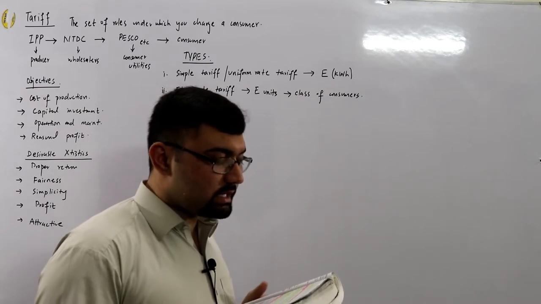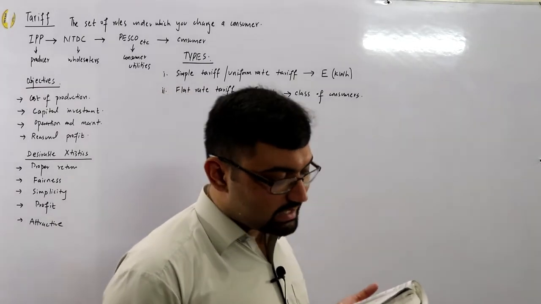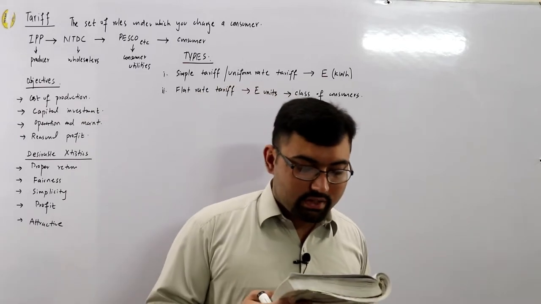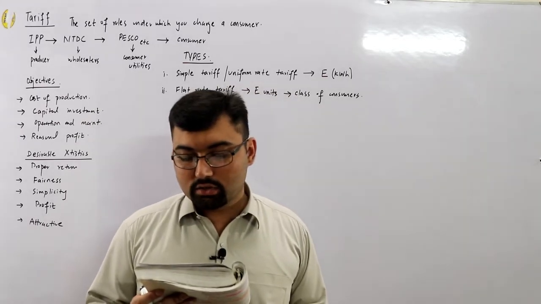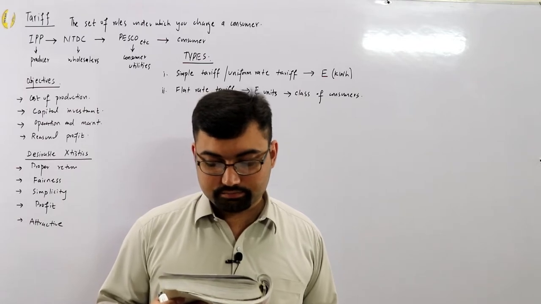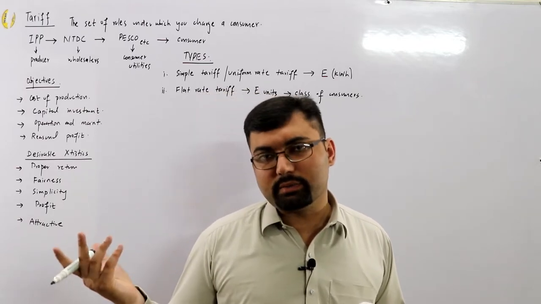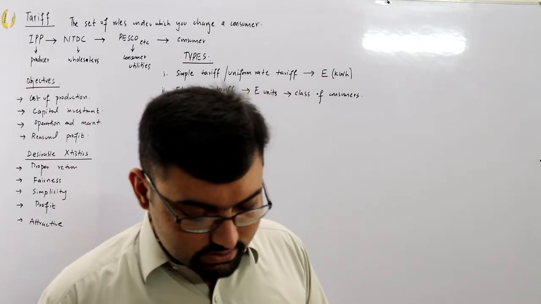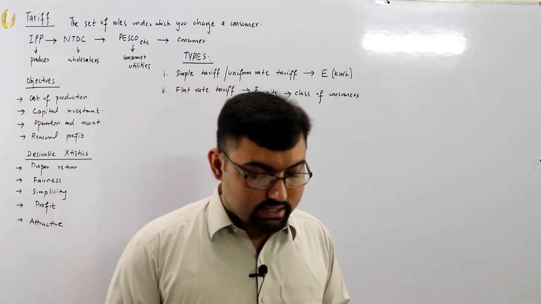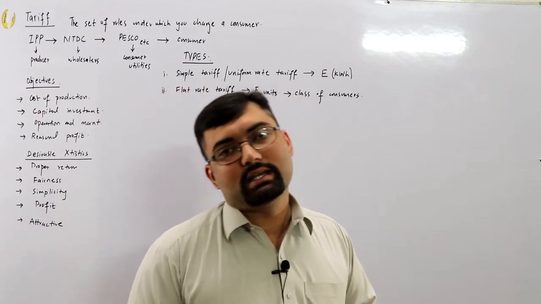The advantage is that it is more fair to different types of consumers, whereas the disadvantage is what? That separate meters are required for lighting load, power load, etc. Why? To distinguish between the consumers, of course. And a particular class of consumer is charged at the same rate irrespective of the energy consumed.